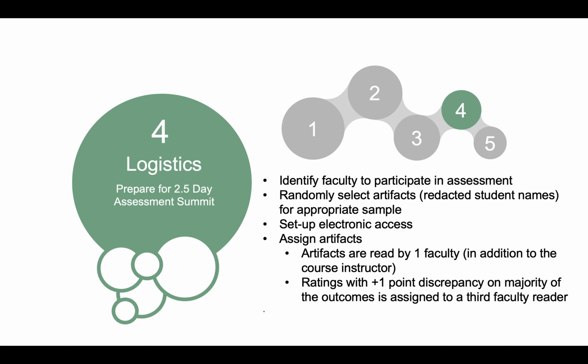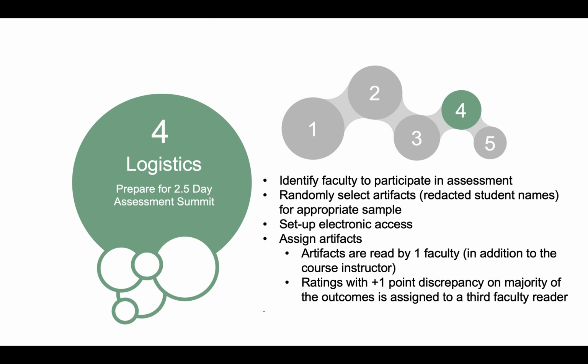So the course instructor would have already graded the assignment with the rubric, and then we need one additional faculty member to also look at that assignment with the rubric. And this is for inter-rater reliability purposes. Now, if there was a point discrepancy of 1 or more, we would assign a third faculty member to be the rater as well. So this step 4 is, again, the logistics. It's preparing for an assessment summit, which is step 5.